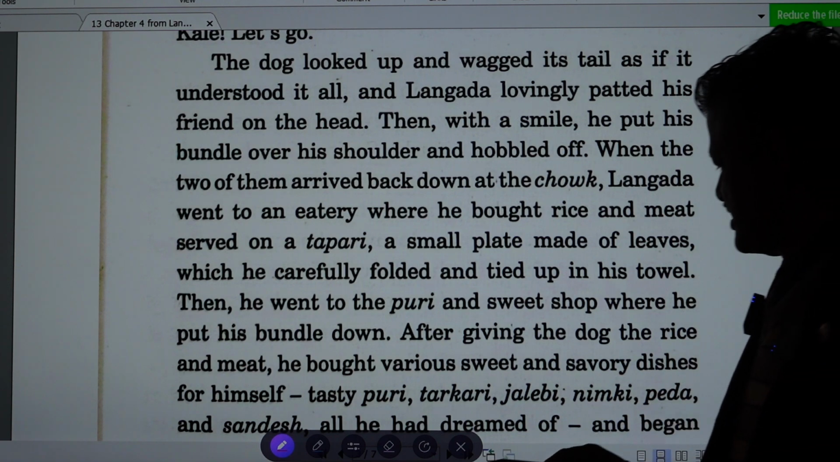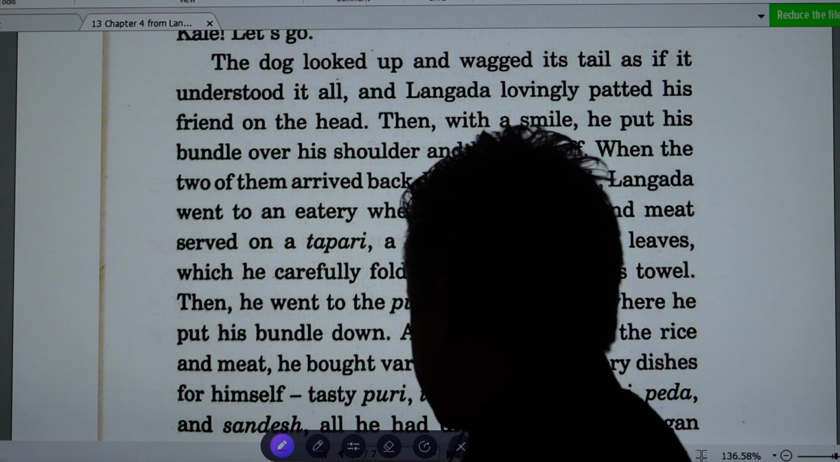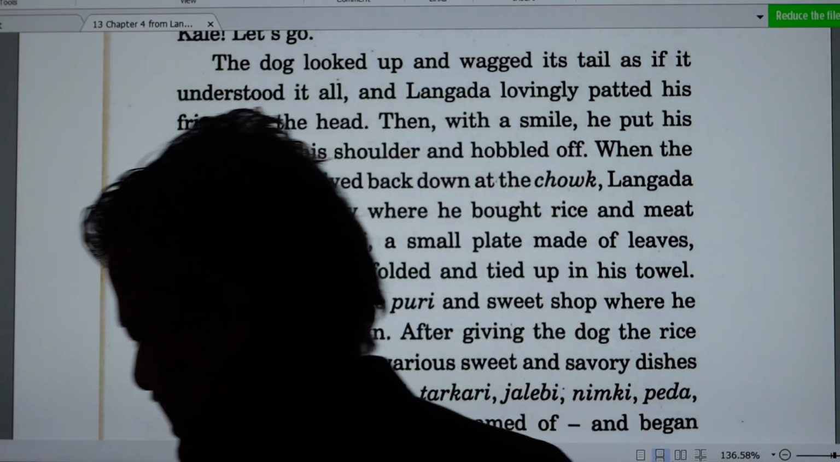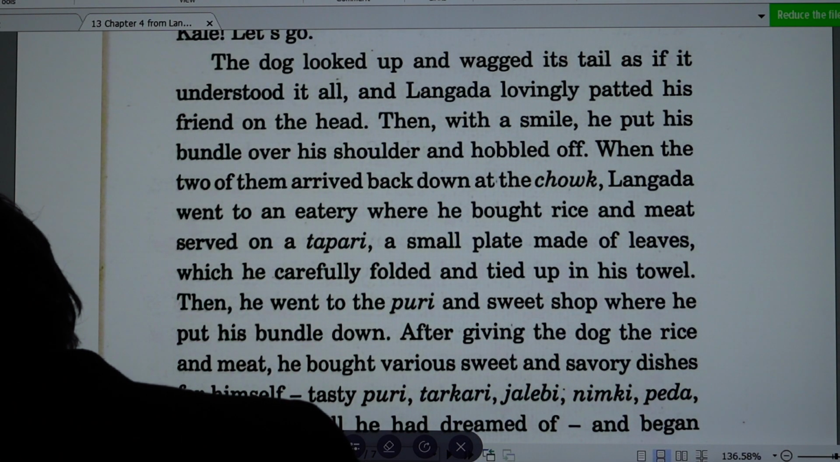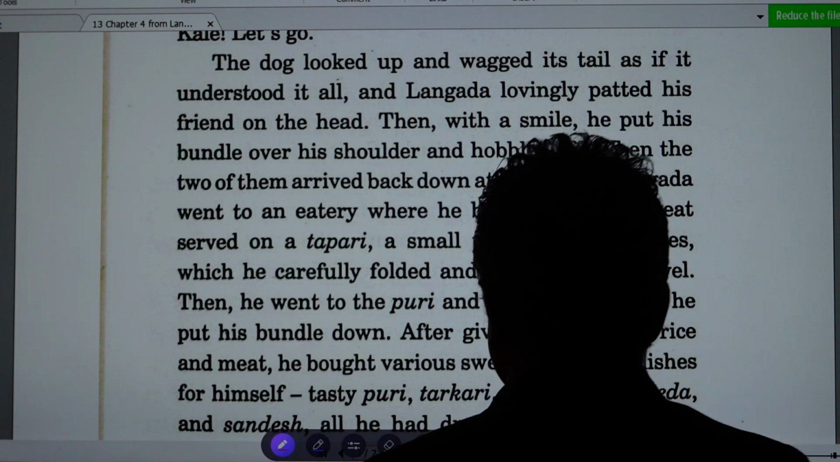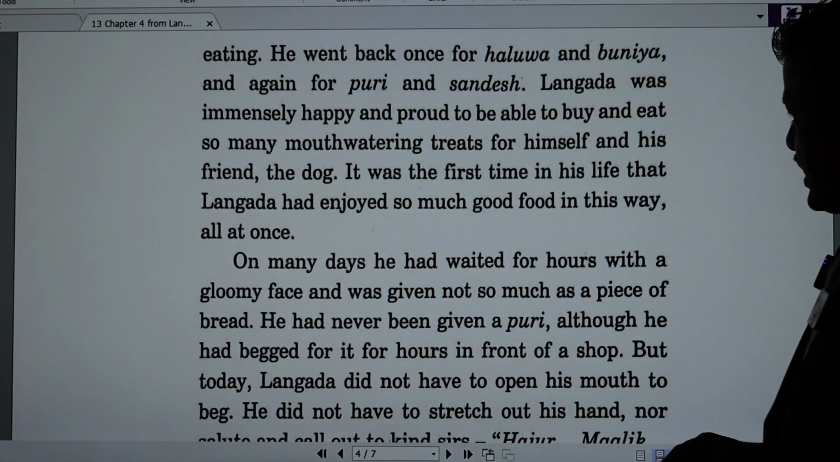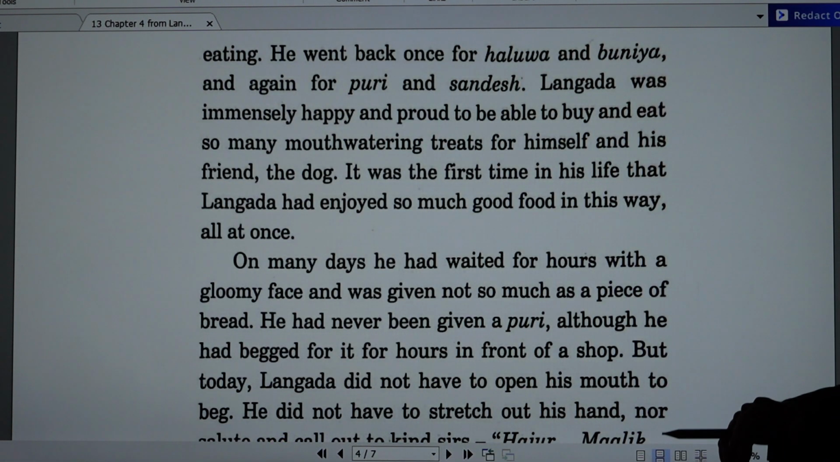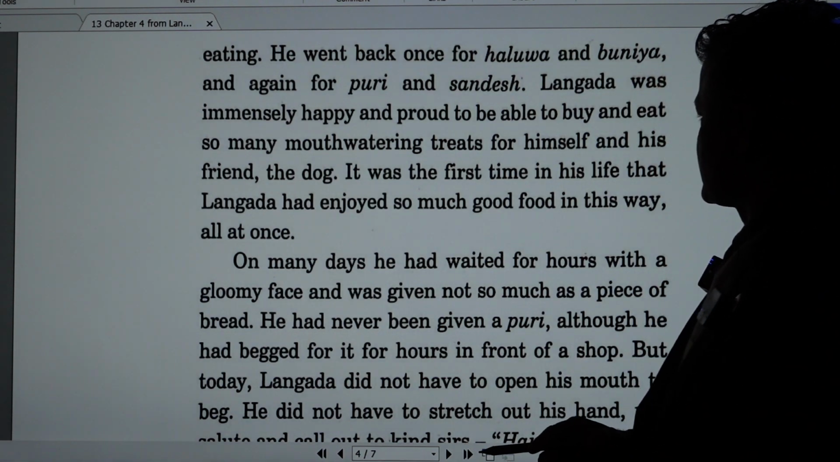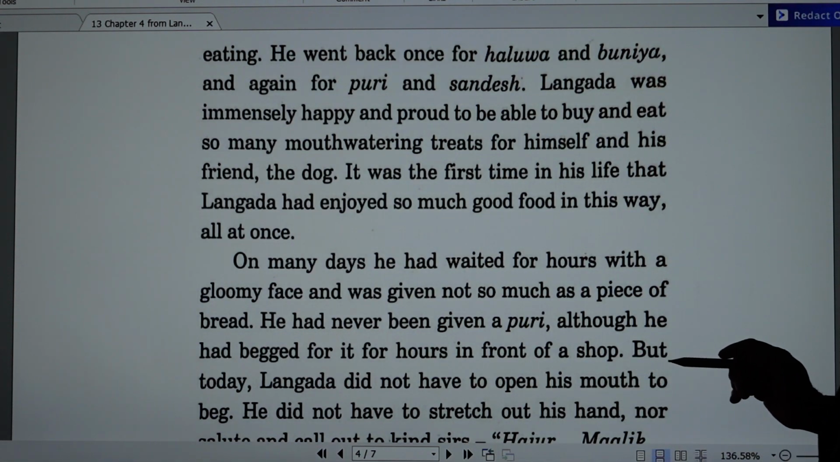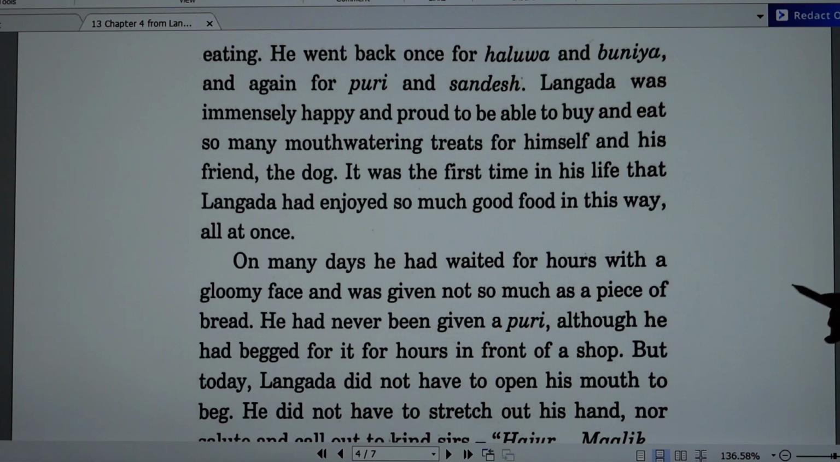Tasty puri, tarkari, jalebi, nimki, peda and sandesh, all he had dreamt of, and began eating. He went back once for halwa and bunya and again for puri and sandesh. Langada was immensely happy and proud to be able to buy and eat so many mouth-watering treats for himself and his friend the dog. It was the first time in his life that Langada had enjoyed so much good food in this way all at once.